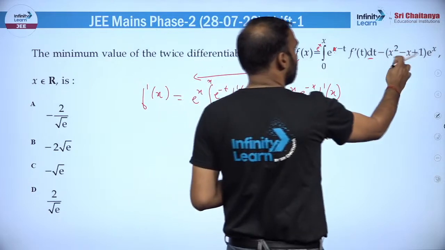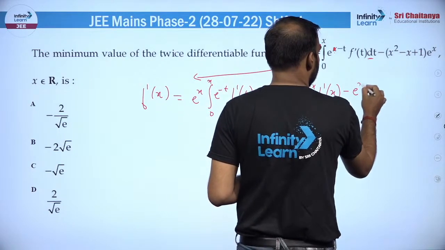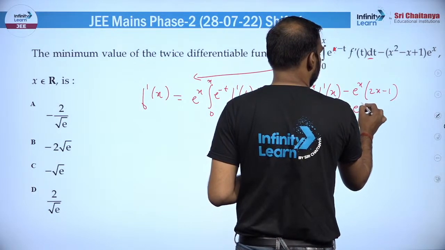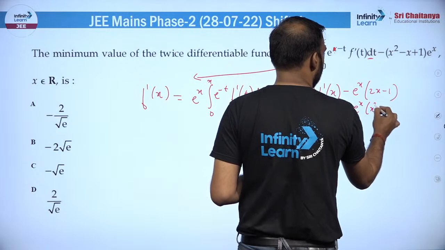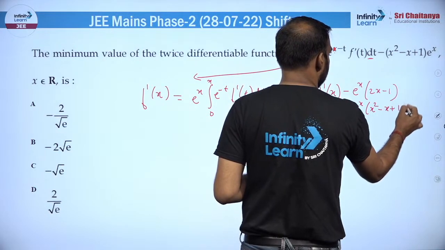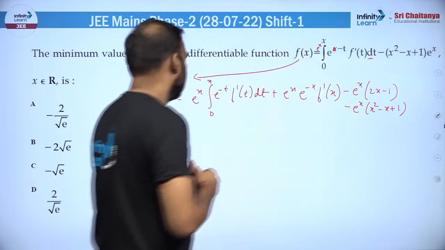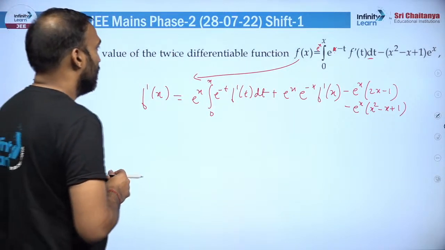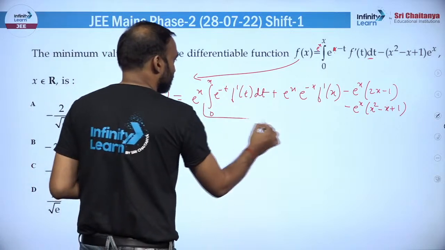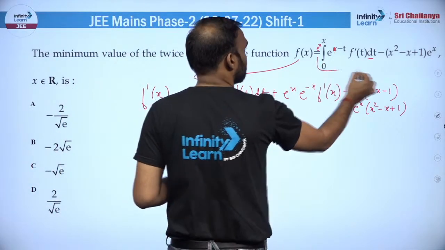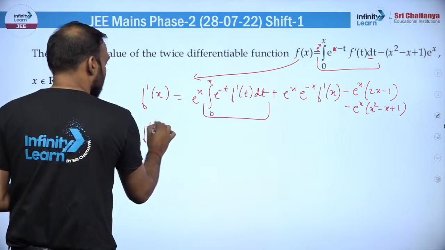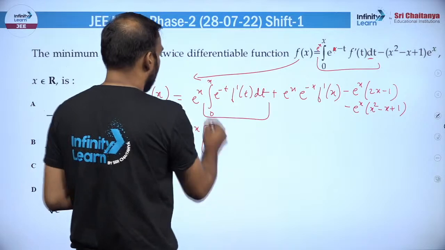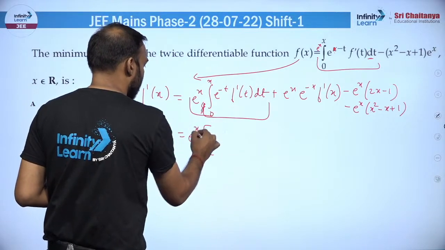Now the derivative of this, once again I have a product rule: e raised to power x into 2x minus 1 minus e raised to power x into x square minus x plus 1. Right? Now this is my f dash x. Now this expression I can find out from this and I can replace this as f dash x is equal to e raised to power x into, right, or I can use the complete term e raised to power x into this.